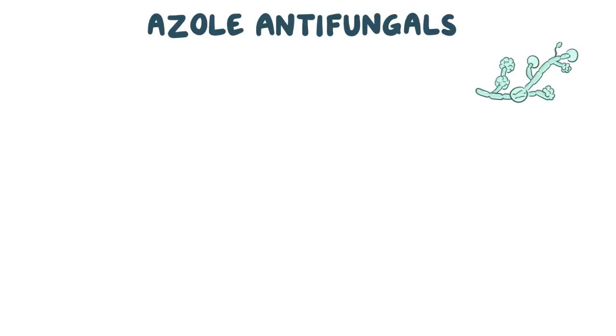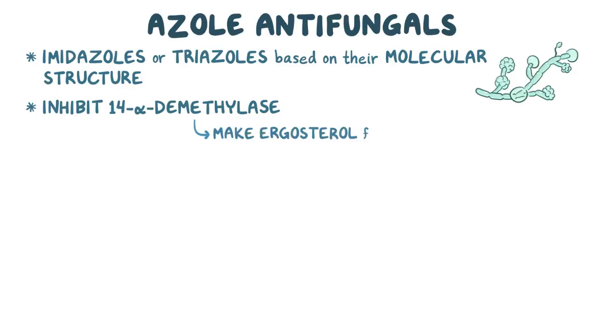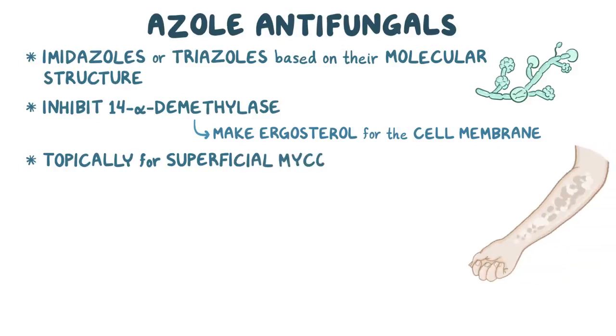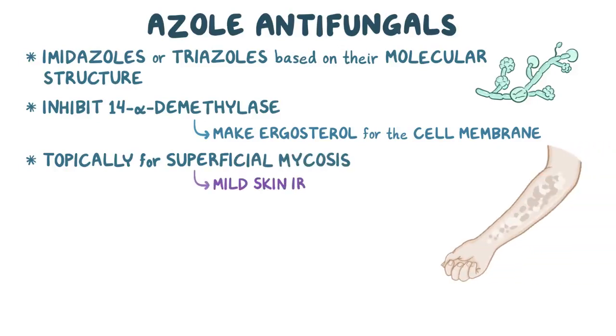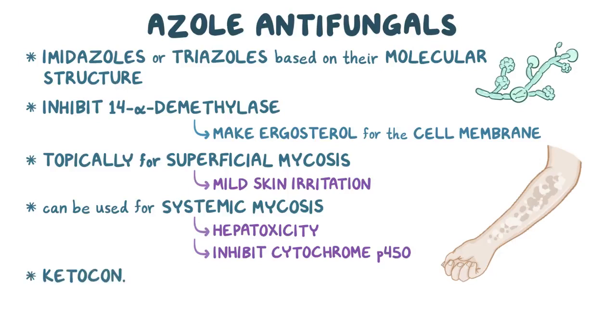Alright, as a quick recap. The azole antifungals can be split into imidazoles or triazoles based on their molecular structure. They inhibit a cytochrome P450 enzyme called 14-alpha demethylase, which is in charge of making ergosterol for the cell membrane. Most azoles are used topically for superficial mycosis and can cause some mild skin irritation. Some can be used for systemic mycosis, but they cause hepatotoxicity and inhibit cytochrome P450. Ketoconazole in particular has a strong anti-androgenic effect.